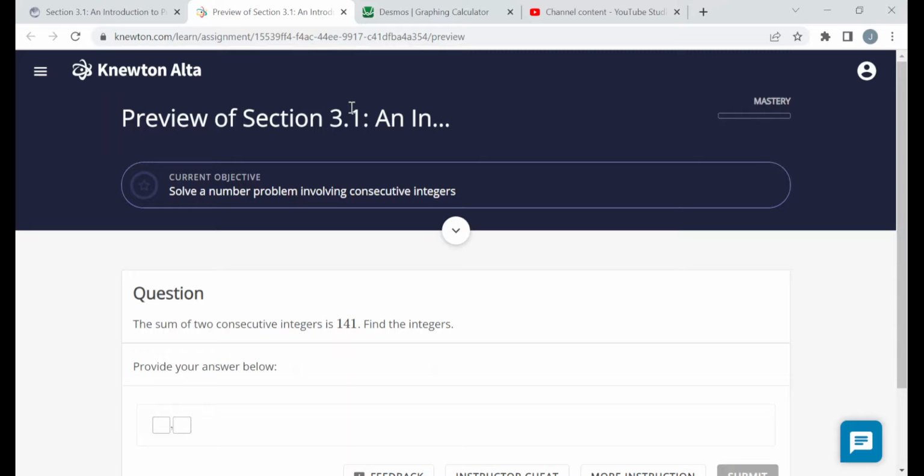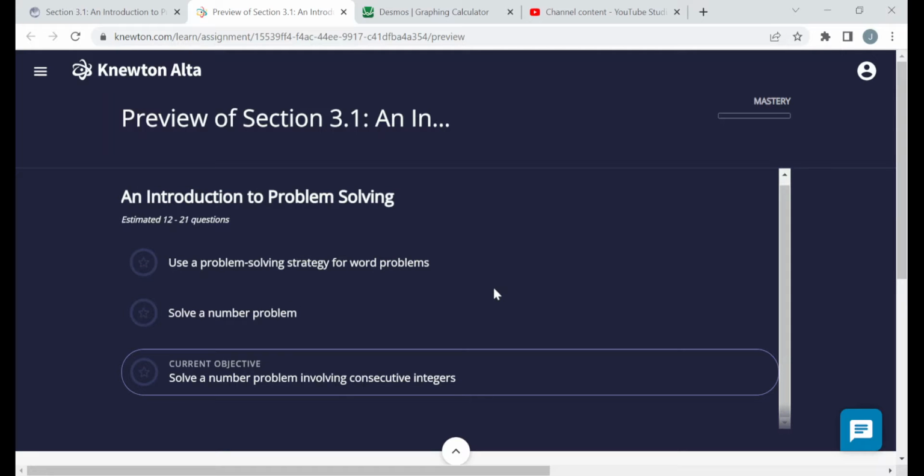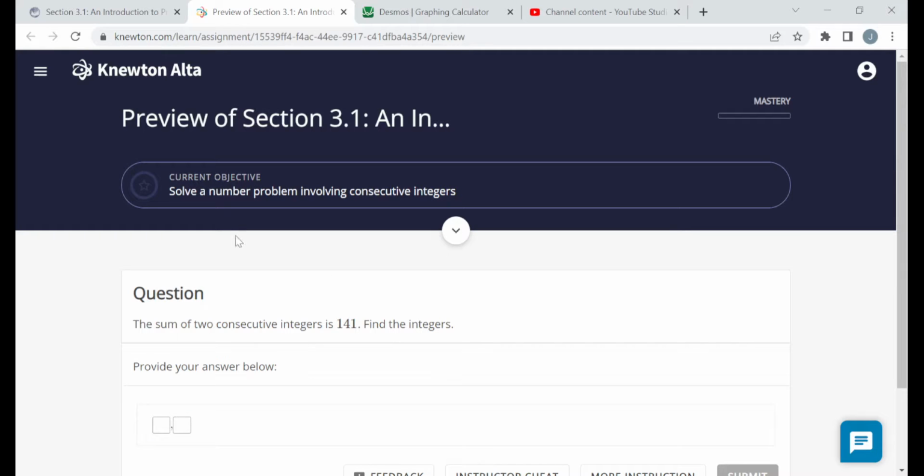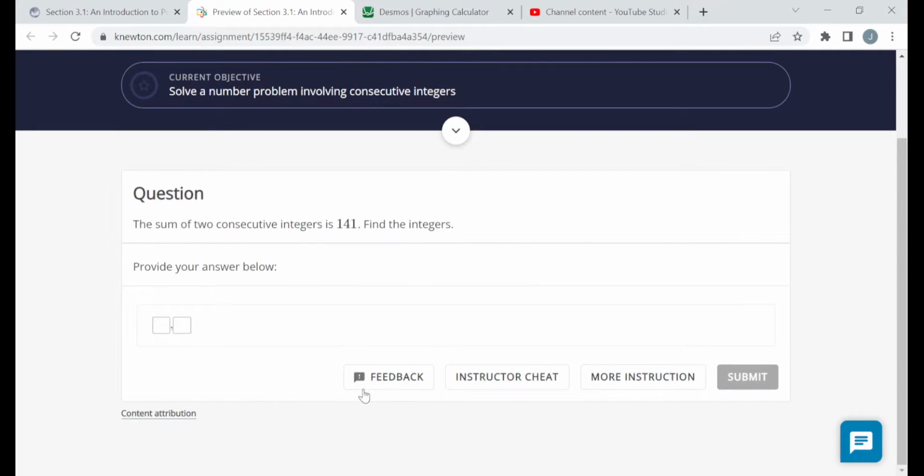Alright, so on your assignment page, you should see the title. You should be seeing the mastery bar, telling you how far along you've gotten. Look at your objectives. There are 3 objectives in this particular assignment. Under the current objective, there should be a question related to that objective. And underneath each question, there should be a feedback button where you can send feedback to Knewton if you wish. You will not have this instructor cheat button. This is available for instructors only.